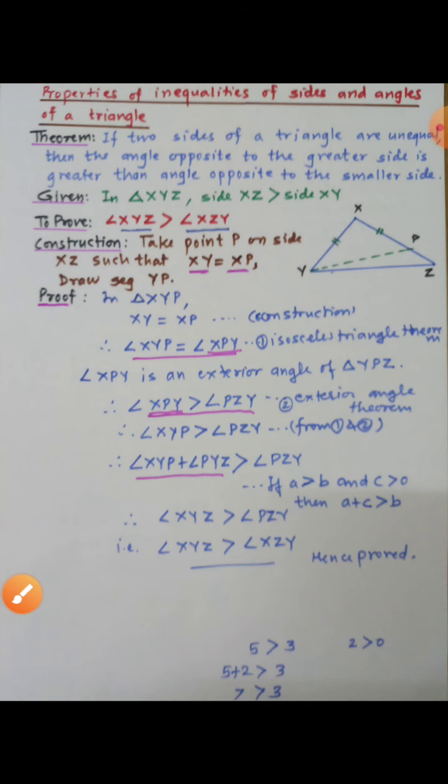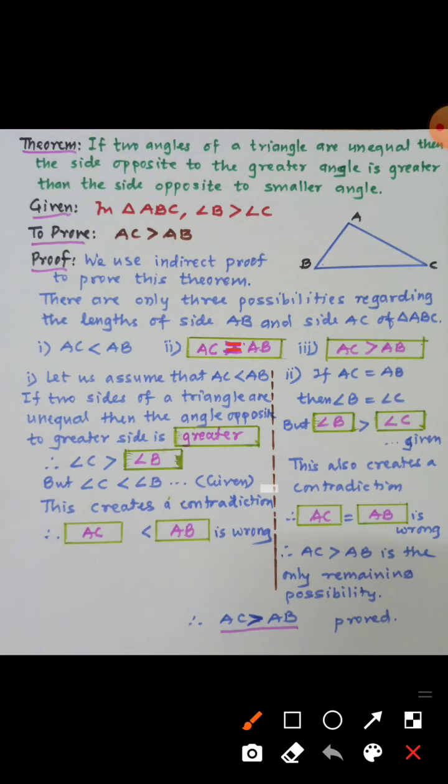Now, students, next theorem. If two angles of a triangle are unequal, then the side opposite to the greater angle is greater than the side opposite to the smaller angle. To prove this, given in triangle ABC, angle B is greater than angle C, we have to prove that side AC is greater than side AB.